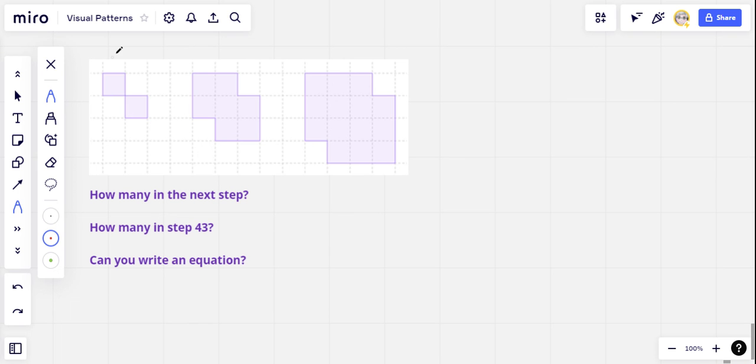Here's our pattern today. We have step 1, step 2, step 3. Your challenge would be to predict how many of these shaded squares we're going to have in step number 4. If you can do that, can you predict the number in step 43? And can you write an equation that could be used to predict the number of boxes in any step at all? If you'd like to accept that challenge, pause the video, work it out.